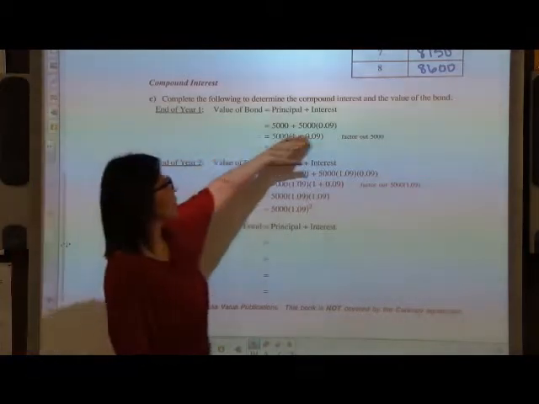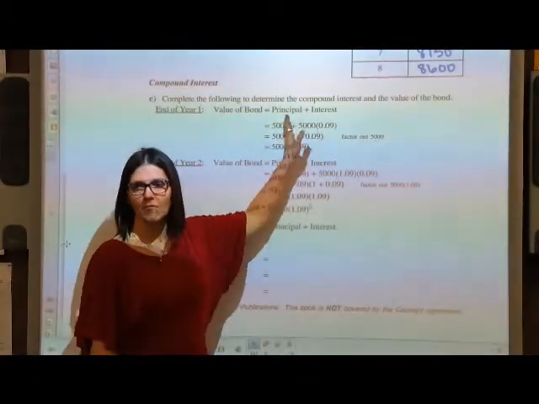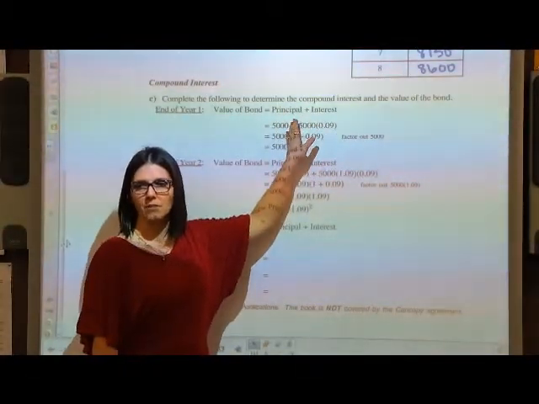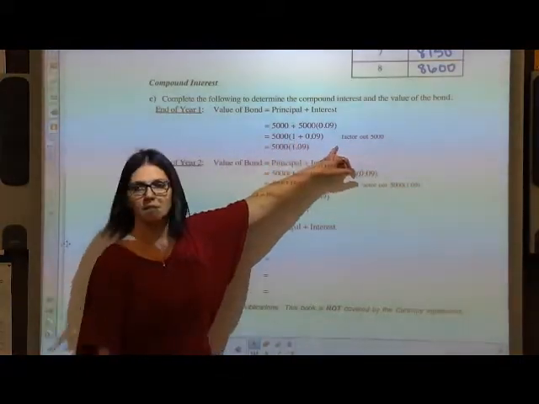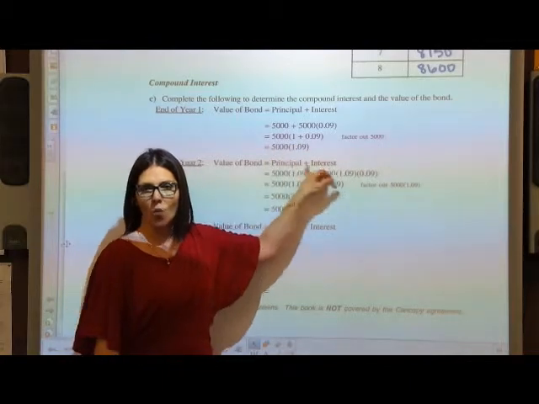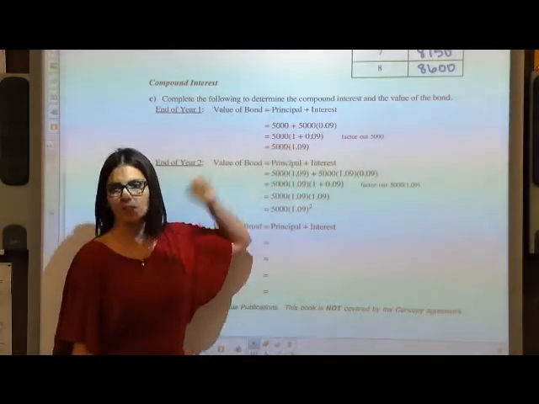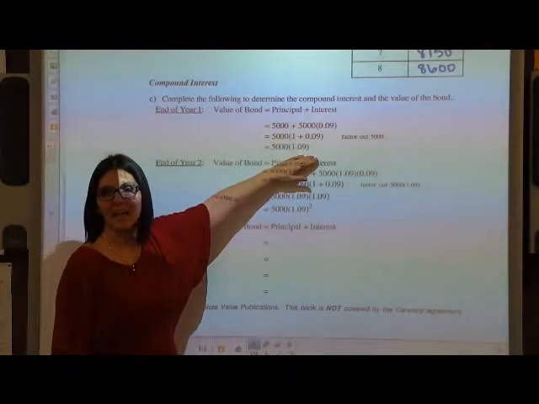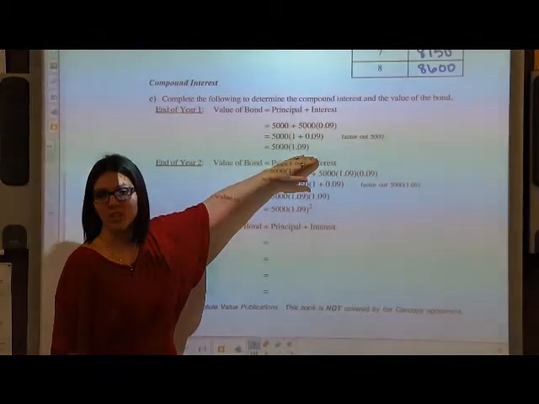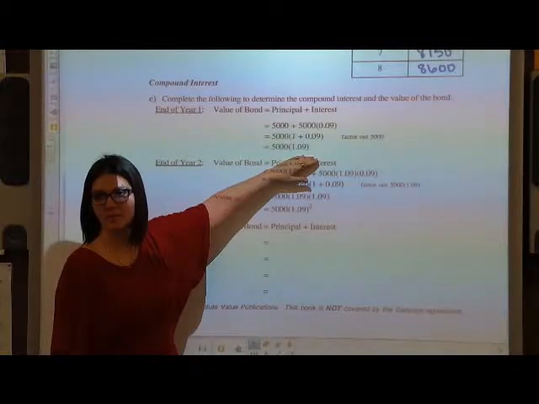If I look at this from an algebraic standpoint, I've got a common factor of 5,000. So I factor the 5,000 out, and that leaves me with 1 plus 0.09. So this becomes 5,000 times 1.09. This gives me the value of the bond at the end of the first year, which is my $5,450.